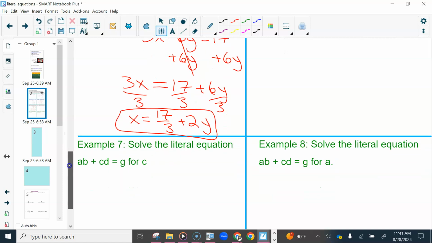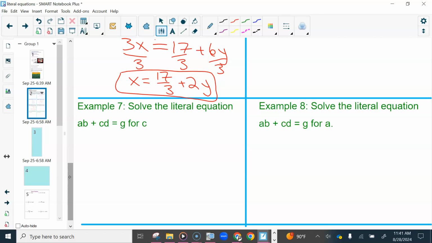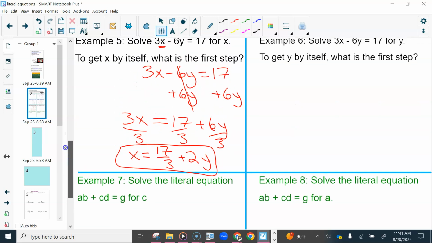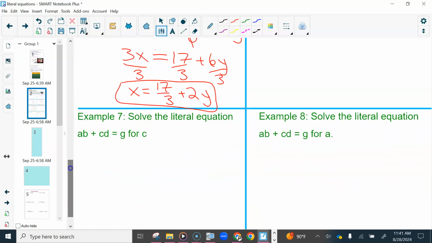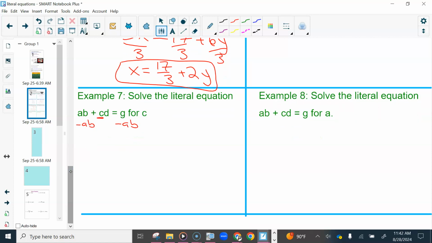Sure. Let's jump to the letters, and I'm going to have you guys pick 7 or 8. These are very similar. So think about the same things we just did here, because it's set up very similarly. We just now have different variables. We're trying to get c by itself. What would be our first step? By doing what? Because it was adding to it, so we're going to subtract AB on both sides, so that we get CD equals, we can't combine these, so just G minus AB.